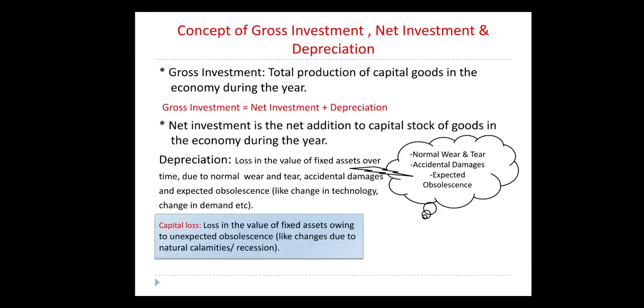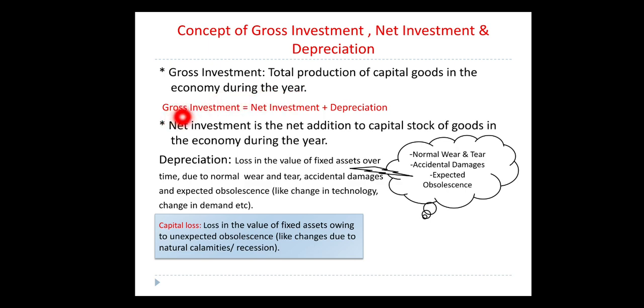Let's move on to the next concept, the concept of gross investment, net investment, and depreciation. Okay, so gross investment means what? Gross means total. Okay, so gross investment means total production of capital goods in the economy during the year.